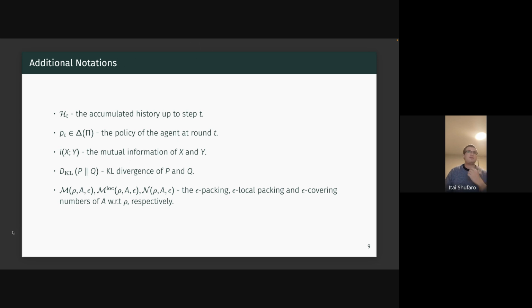Some other important additional notations that will be useful later on when we reach the proofs in our paper. We denote by H_T the accumulated history up to step T. We use small p to denote the agent's policy. We denote by I the mutual information of two random variables, and by KL the KL divergence of two probability measures. And we denote by script N local and script N the local packing and covering numbers, respectively.